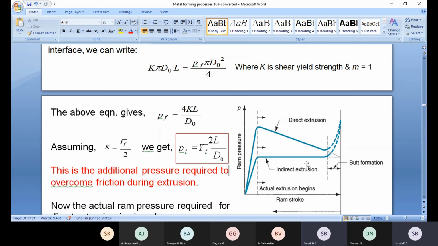Okay, the remaining small amount of material present inside the container in both direct as well as indirect extrusion process is called a butt. That particular stroke is called butt formation.